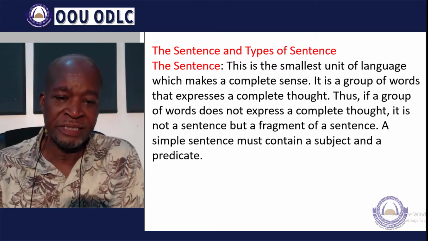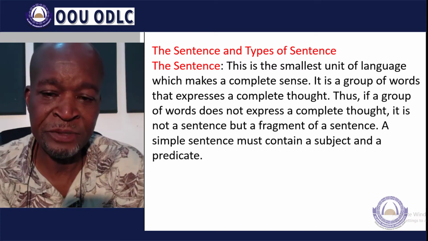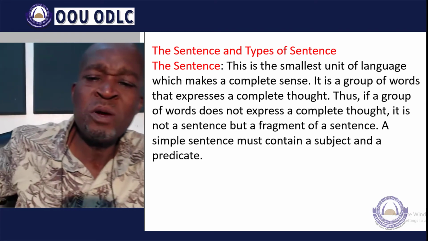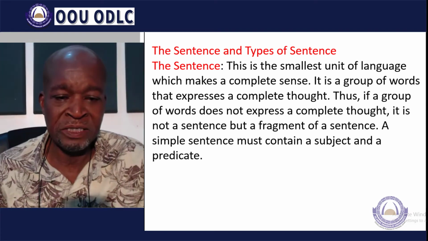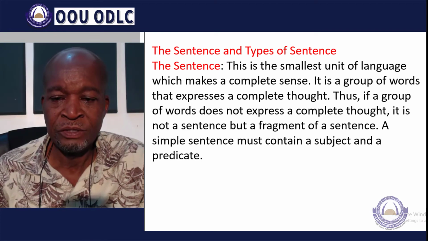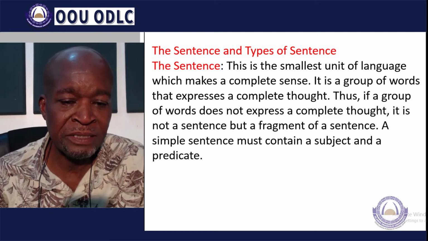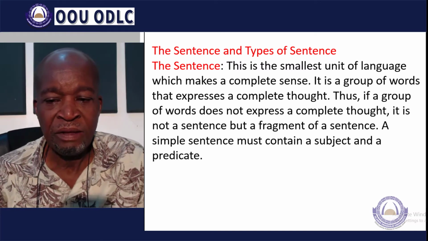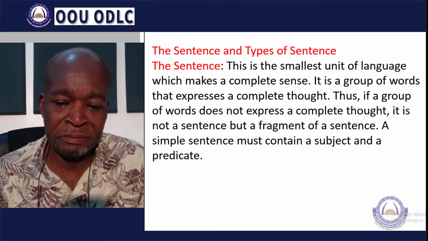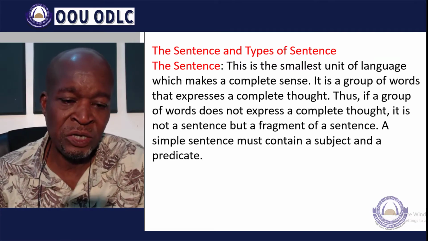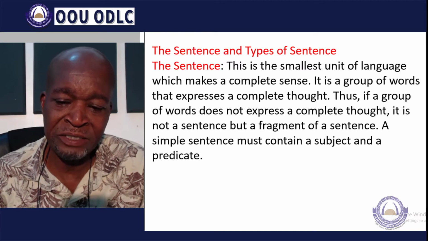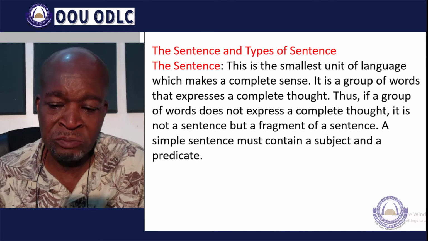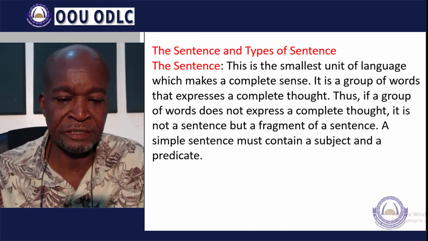We now want to look at the sentence and the different types of sentences. The sentence is the smallest unit of language which makes a complete sense. It is a group of words that expresses a complete thought. Therefore, if a group of words does not express a complete thought, it is not a sentence but a fragment of a sentence. A simple sentence must contain a subject and a predicate.